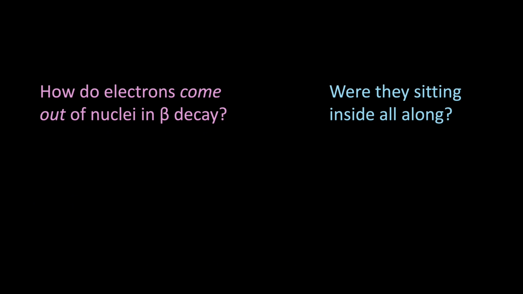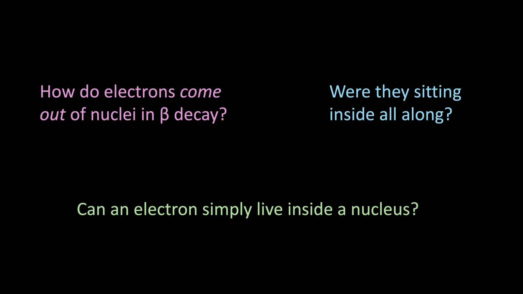Were they sitting inside all along? If you recall, in beta decay, electrons appear to be emerging from the nucleus, which makes it look as if electrons might have been sitting inside the nucleus all along, waiting to be released. That raises a natural question. Can an electron simply live inside a nucleus?